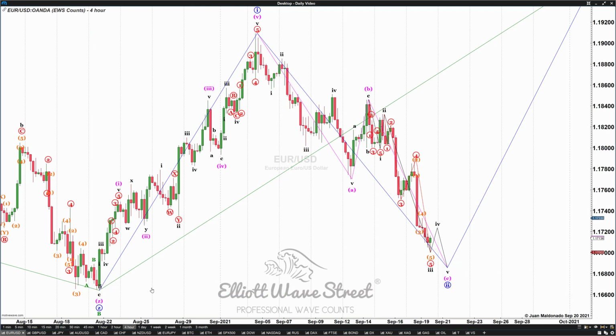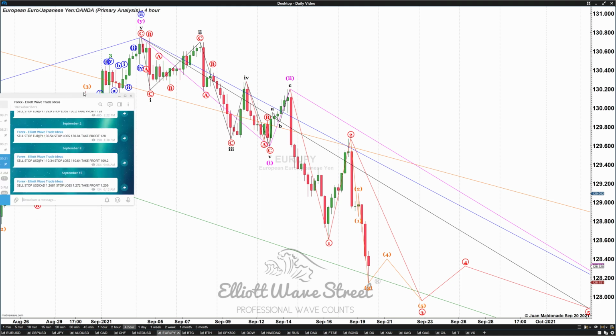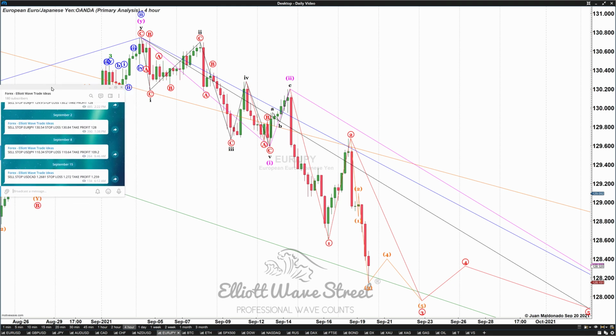Let's have a look at another, the EURUSD. We went short on the EURUSD. On the membership, let me show you the trade. I share my trades with my clients on the Telegram channel. Once you activate your membership, you are going to get access to the Telegram channel.